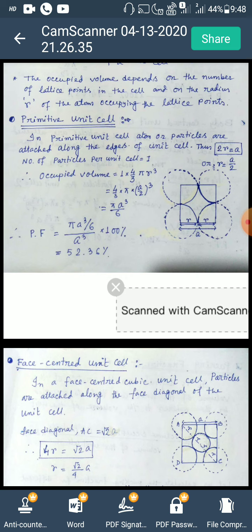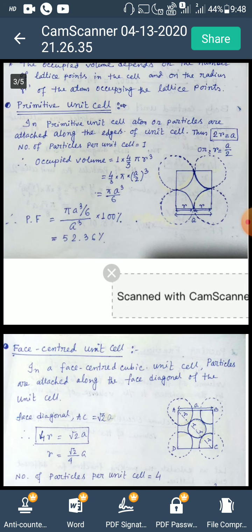Now in the primitive simple cubic unit cell, the number of particles per unit cell is 1. As the particles are spherical, the volume will be 4/3 pi r cube. As there is one particle present, the total volume occupied by the particles is 1 into 4/3 pi r cube. Now 2r is equal to a, that is, r is equal to a by 2. So put the value of r. The occupied volume is equal to 4/3 pi times a by 2 whole cube, that is pi a cube by 6.